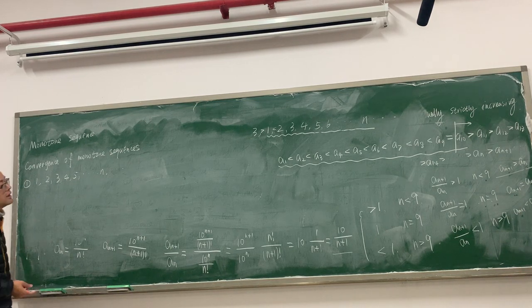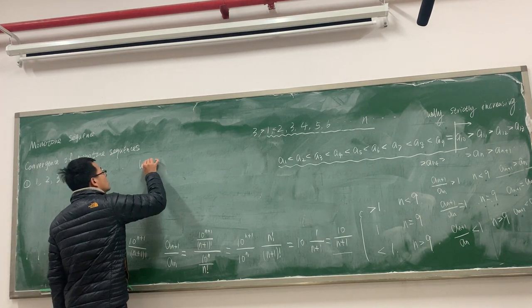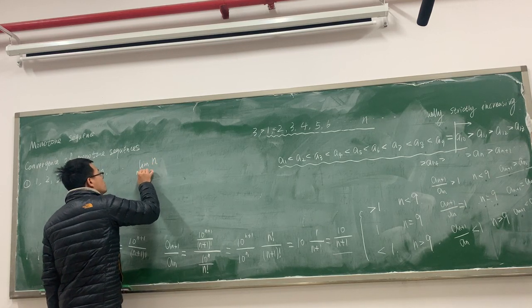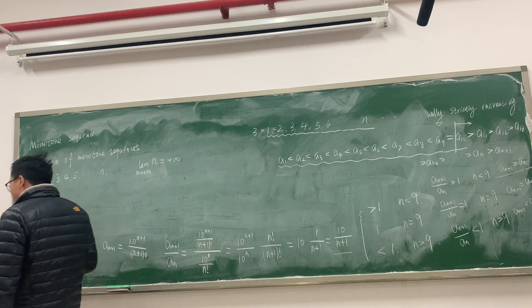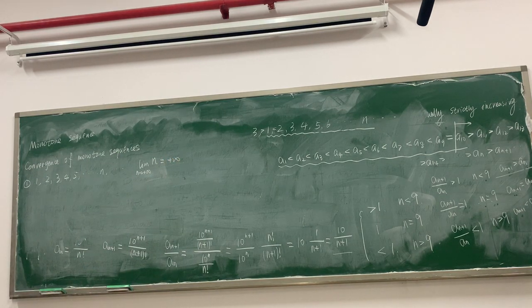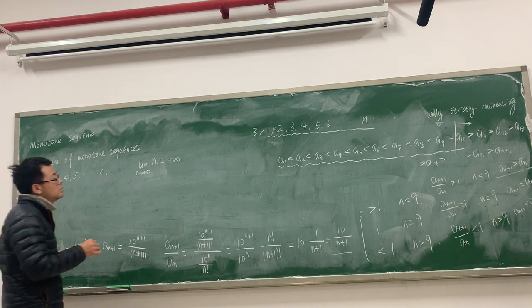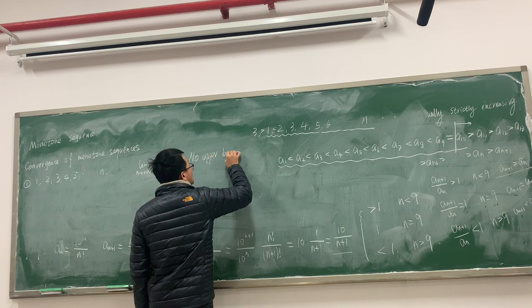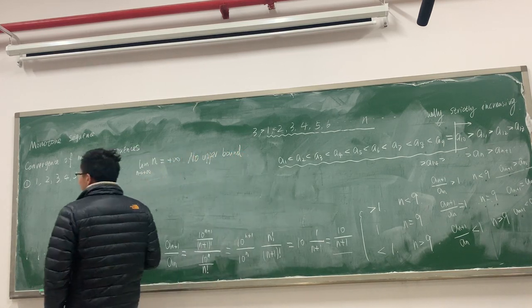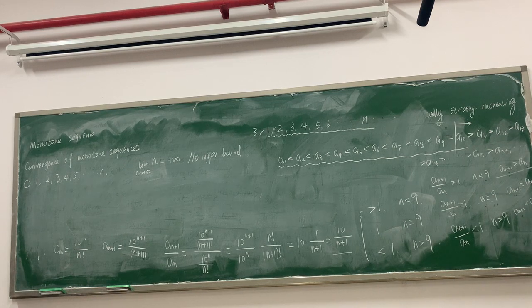Now we can see the limit is what? The limit of n when n approaches plus infinity is plus infinity. So this means we have no upper bound. Here it means this will go to plus infinity, so we do not have an upper bound.